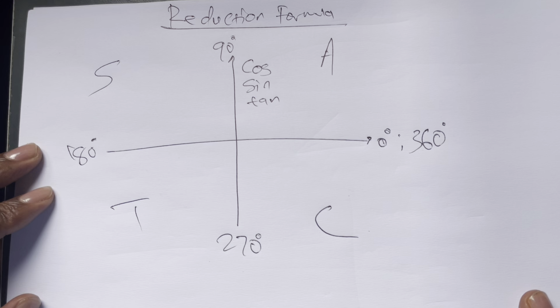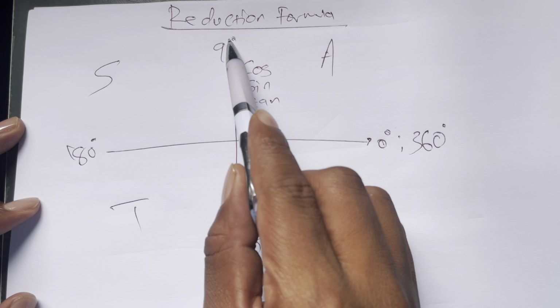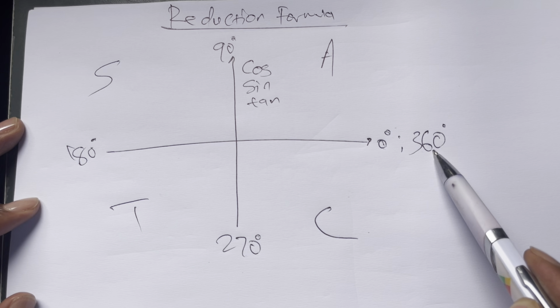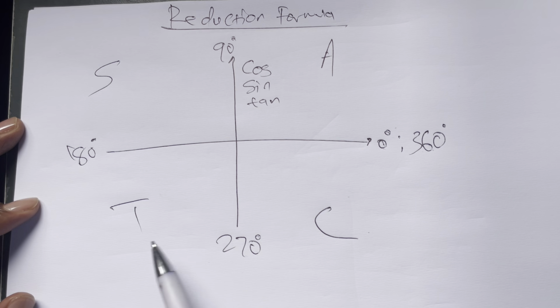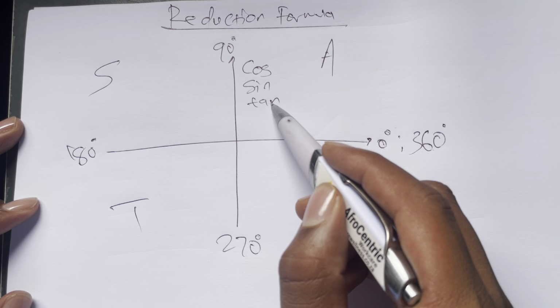So let's move to the reduction formula. You have 0 degrees, 90 degrees, 180 degrees, 270 and 360. Then I have written ASTC, which I am going to explain. So I have cos, sine and tan.